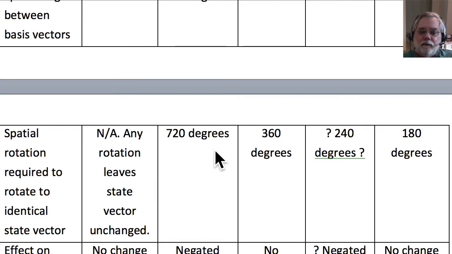Now here's an odd thing. For the spin 1/2 system, you have to rotate space by 720 degrees, or 2 times 360 degrees, to get back to the original state vector. We haven't covered change of basis or rotation of basis enough to be able to show this, so I'm just telling you that it is true. For a spin 1 particle, if you rotate space by 360 degrees, you get back the identical state vector.